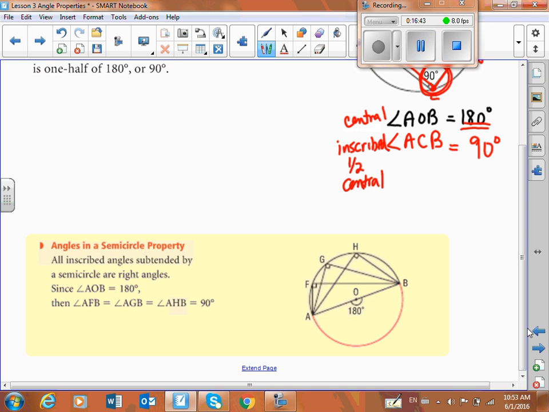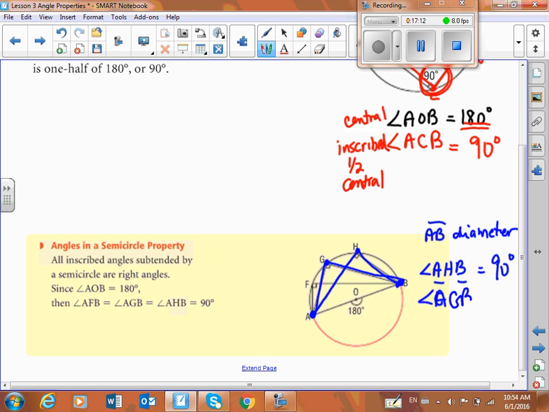So let's look at angle AHB. Noticing that AB is the diameter, and we have our endpoints in angle AHB, A and B, on the diameter. We know that angle AHB has to be 90. Okay, AGB, AGB has to be 90.